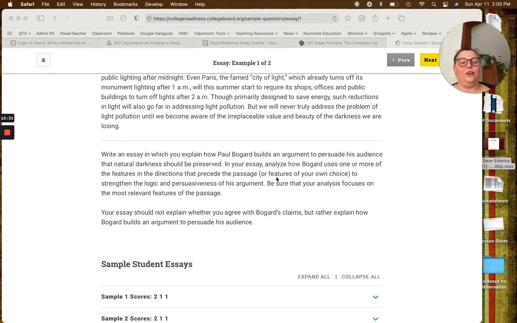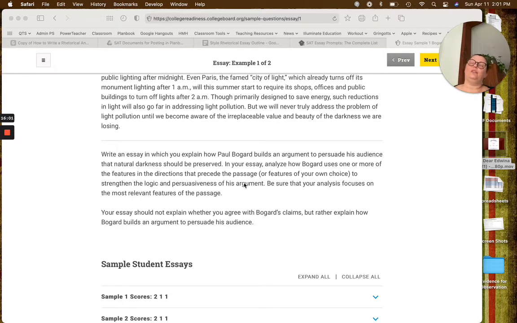Okay, in your essay, analyze how Bogard uses one or more of the features and the directions that precede the passage, or features of your own choice, to strengthen the logic and persuasiveness of his argument. Again, he's told you right off the bat that this is a logical and persuasive argument. So you don't want to have an entire paragraph dedicated to logos. He's already told you that, okay? He's told you it's logical. He's told you it's persuasive.